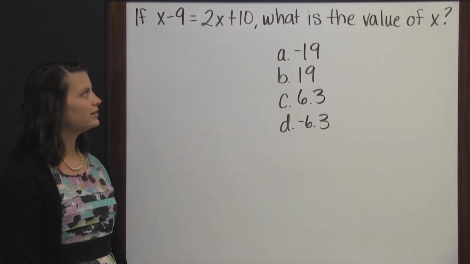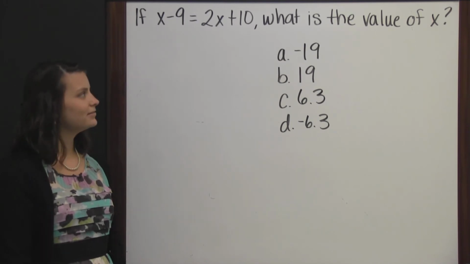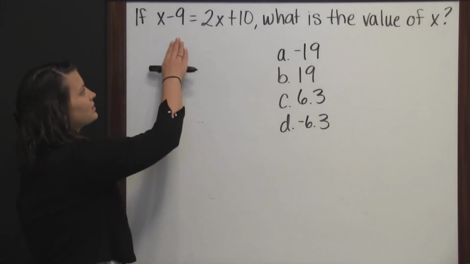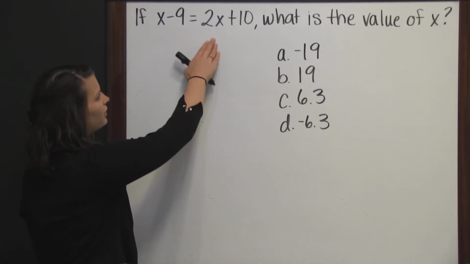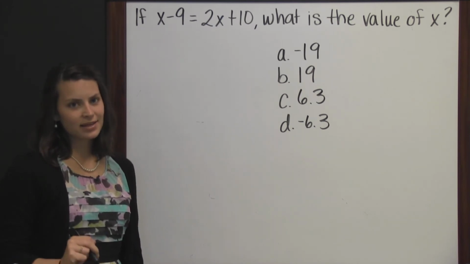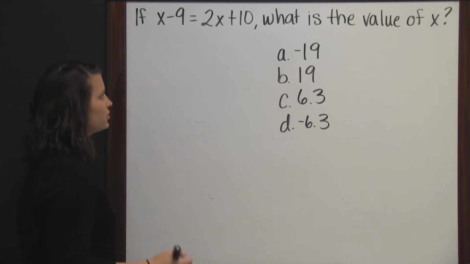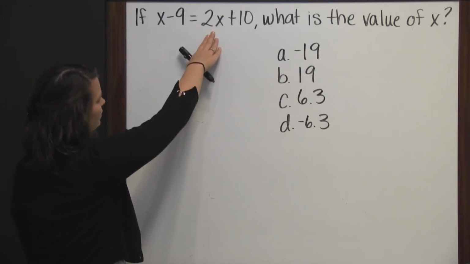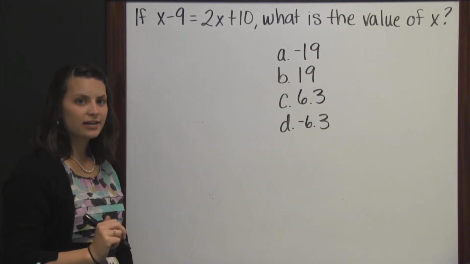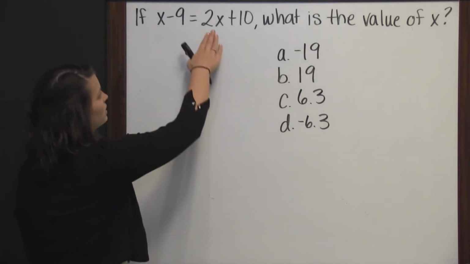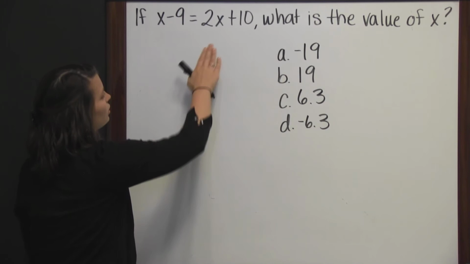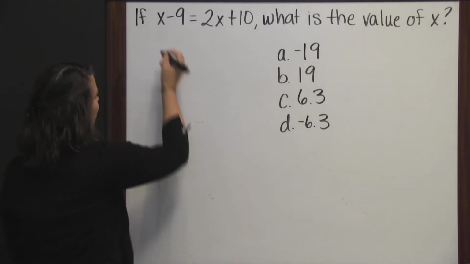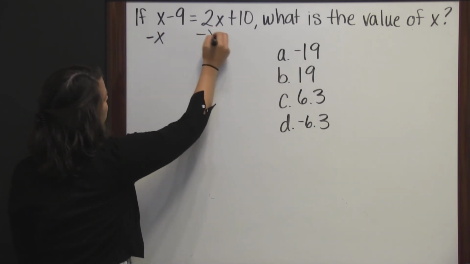If x minus 9 equals 2x plus 10, what is the value of x? To solve for x, the first thing we need to do is get all of our x terms on the same side of the equal sign. And we can do that two different ways. One is we could subtract x from both sides, which would eliminate x from the left side. Or we could subtract 2x from both sides, which would eliminate 2x from the right side. I prefer subtracting x from both sides.